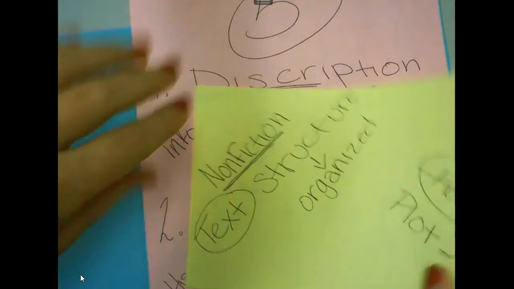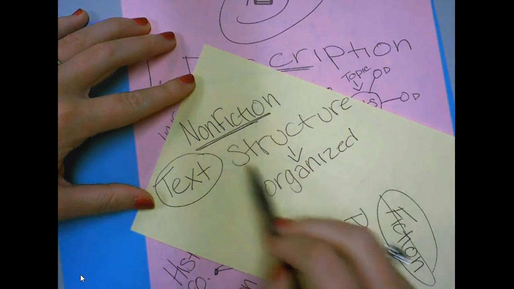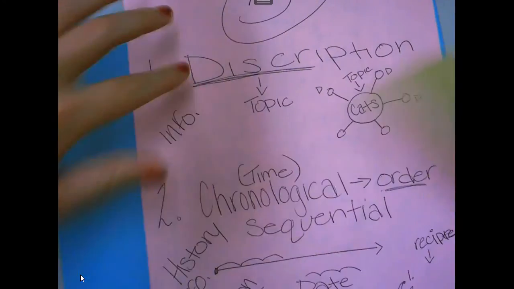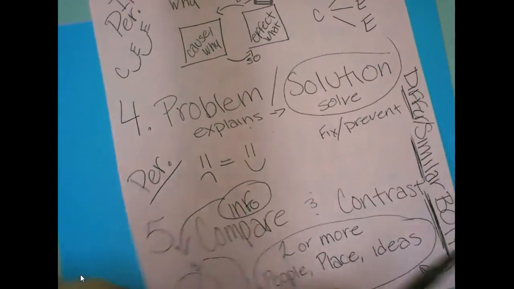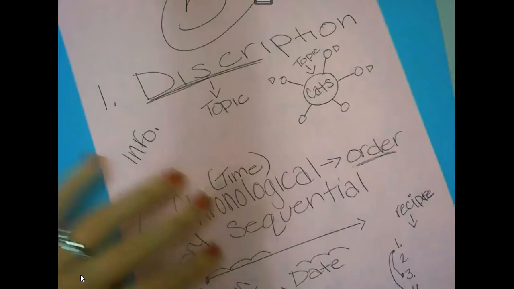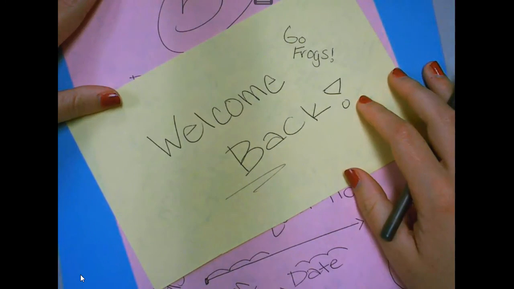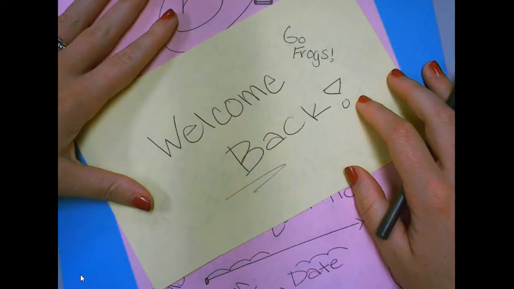But like I said, we have looked today at different types of nonfiction organization. How is our nonfiction text organized? Between description, chronological, cause and effect, problem solution, and compare and contrast. This is what we've been working on in class, and feel free to talk to your child or explain to your parent what you're reading, if it is nonfiction, and how it's organized.